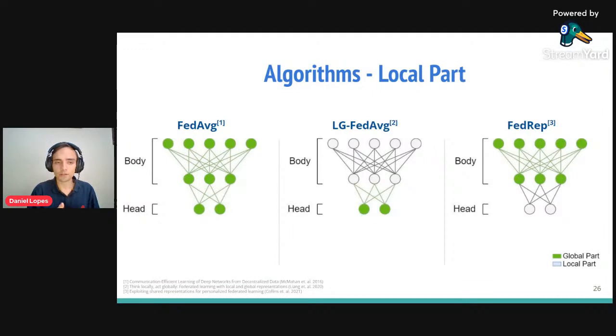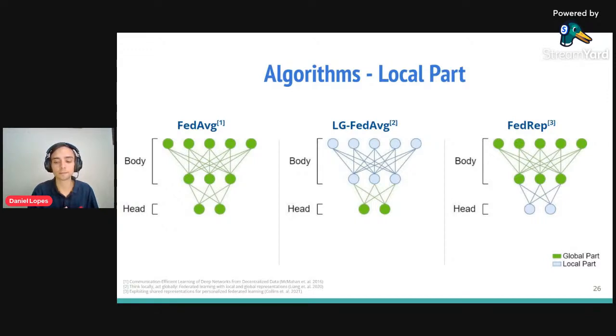In terms of the local part, FedAverage, as I said, has no local part, so no part of the model is personalized. We have a single model for all the clients. In terms of LG FedAverage, the body is local, meaning that the representation is personalized to each client's data, which allows each client to have their own type of data. For example, one client can have text while the other can have images. FedRep has the head as local, meaning that the head is personalized to each client.